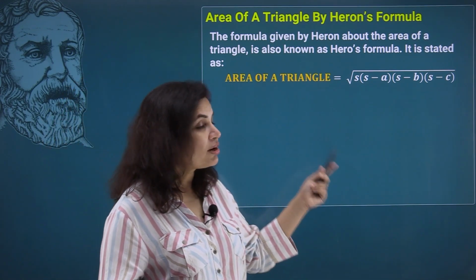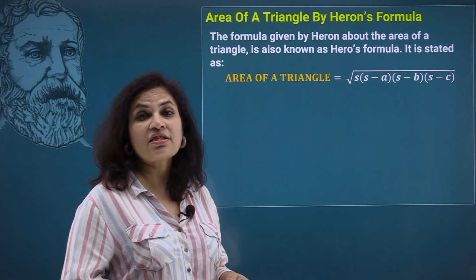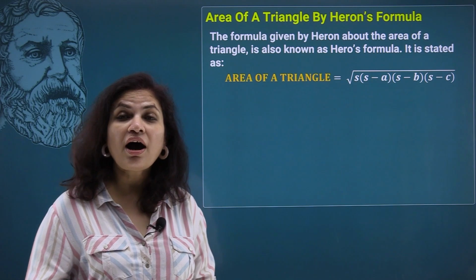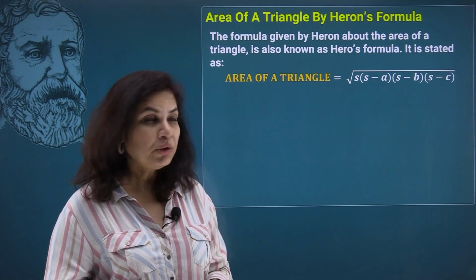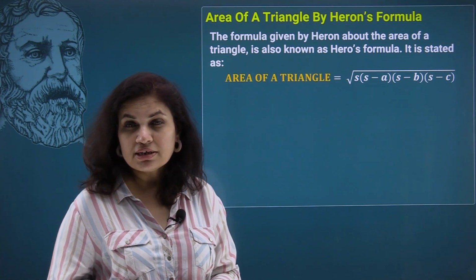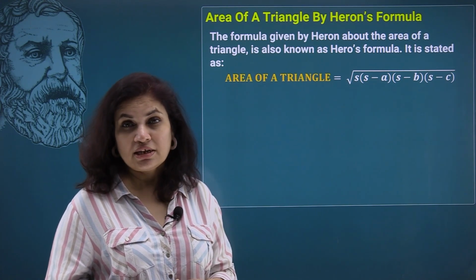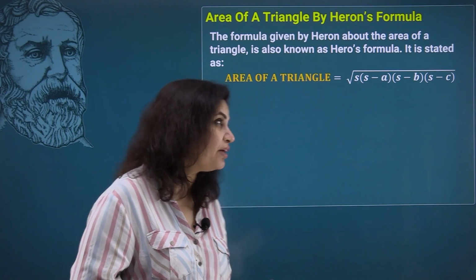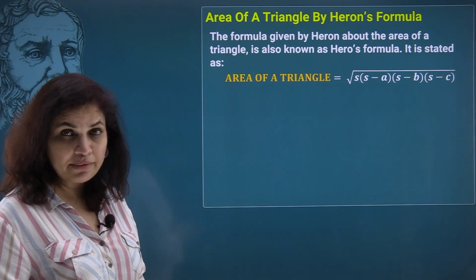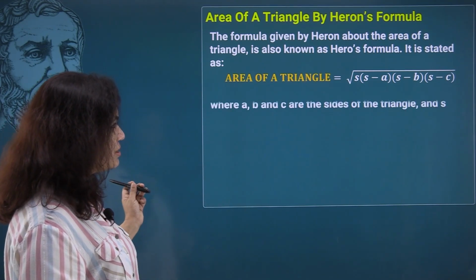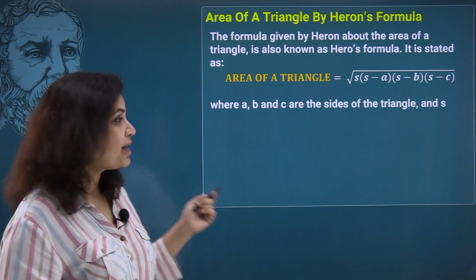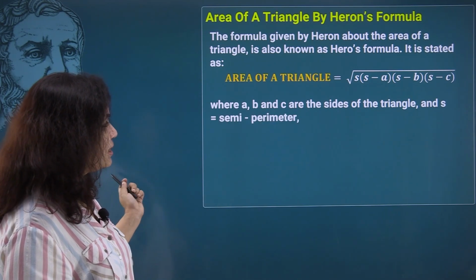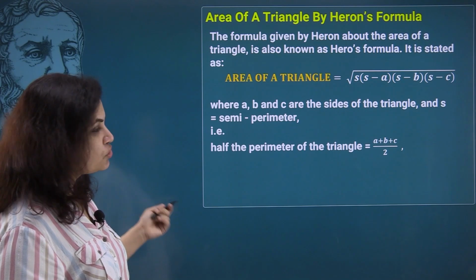So what is this S? This S stands for semi-perimeter or half of the perimeter. We know the perimeter of a triangle is given by the sum of its sides. So semi-perimeter, or half the perimeter, will be half that sum. Since A, B, C are the sides of a triangle, semi-perimeter would be the sum of A plus B plus C divided by 2.